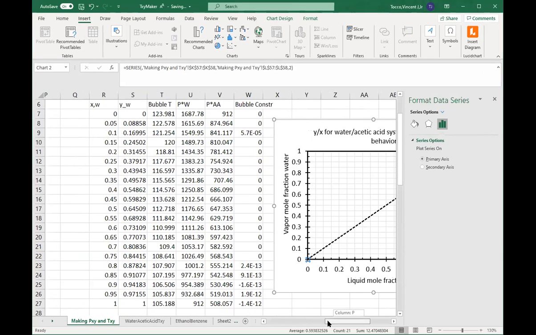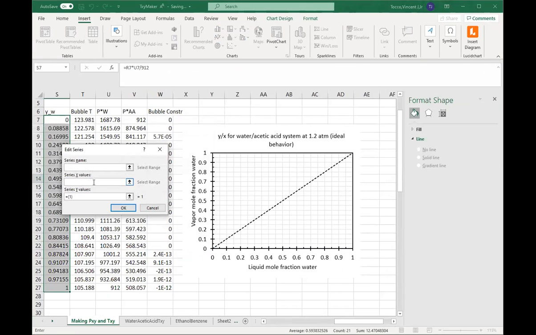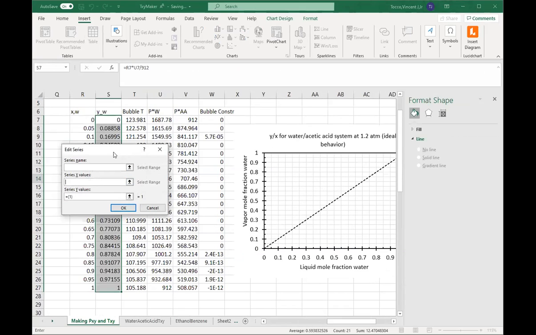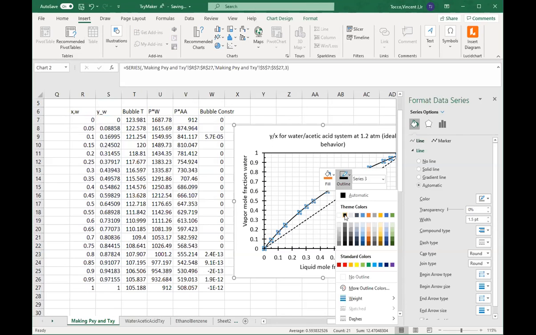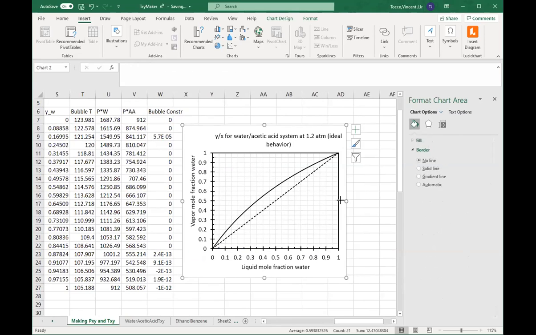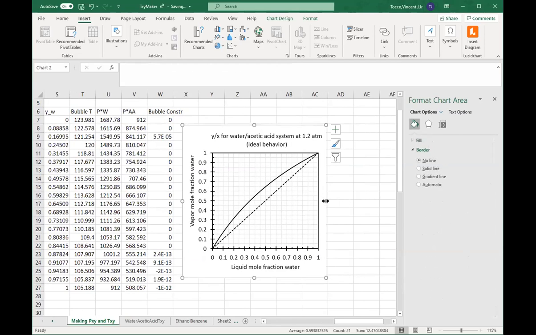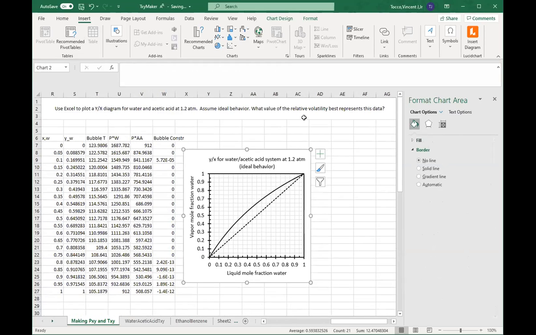So I need to input my YX data onto this plot. I'm going to right-click and click Select Data. I'm going to add my series: X values are going to be my X, and Y values are going to be my Ys. And there we have it. So this is what the YX diagram is going to look like. I'm just going to make it black so that it stands out a little bit better against the grid lines, and make sure that my aspect ratio is square. So this is what I would expect it to look like. Now the next part of the question asks me to calculate the value of the relative volatility that best represents this data.